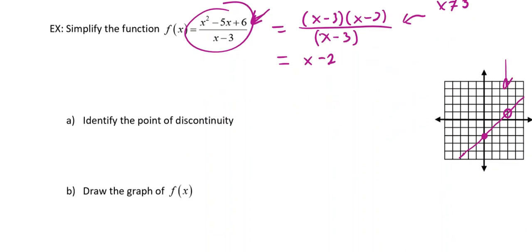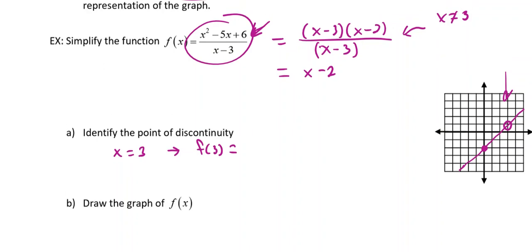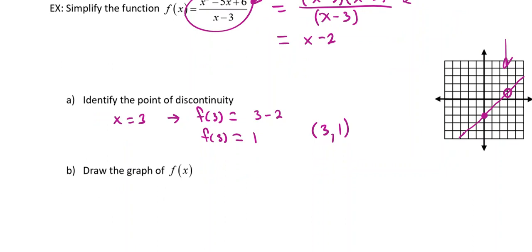Okay, so the actual point of discontinuity for that one would be, when x is equal to 3, I've got to figure out what y is. You can see pretty easily from my graph what y is going to be. But if you had to do it algebraically, you'd say, when x is equal to 3, f of 3 is equal to, well, it was x minus 2, so that's just going to be 3 minus 2. So f of 3 is equal to 1. So the actual point of discontinuity, giving an x value and a y value, would be the point (3, 1). And I did this a little bit backwards because I already drew the graph.